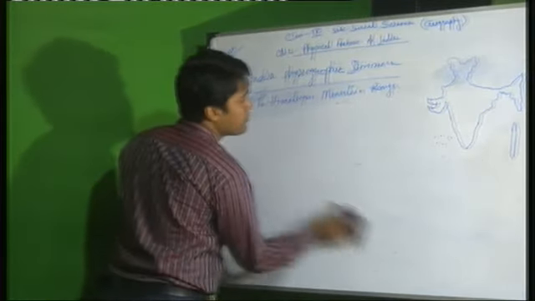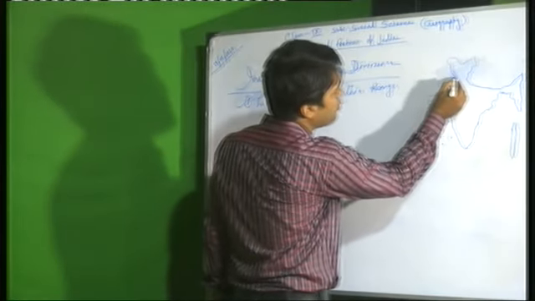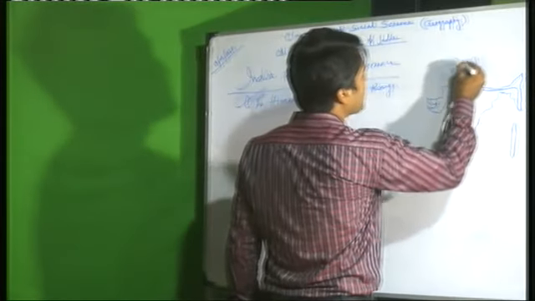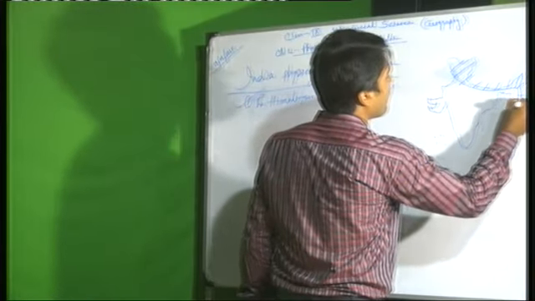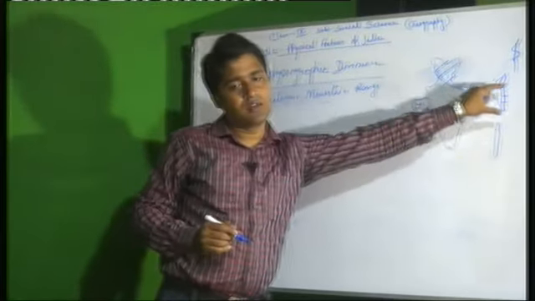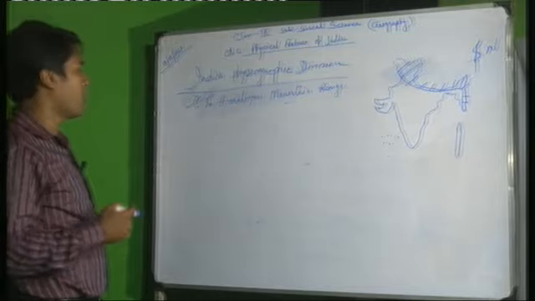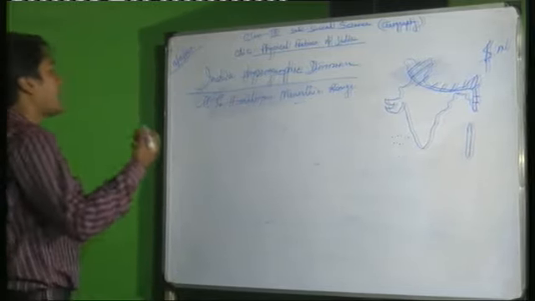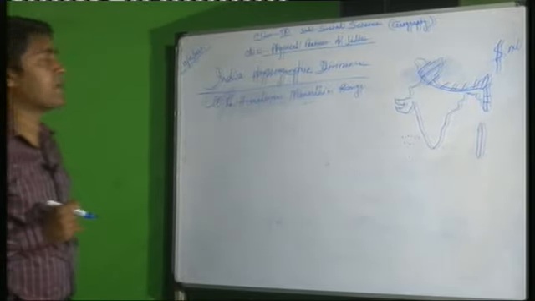Himalayan mountain range. The Himalayan mountain range extends from Jammu Kashmir to Arunachal Pradesh, the northern part of India. First of all, we will discuss the importance of the Himalayan mountain range, and how our country is benefiting from it.